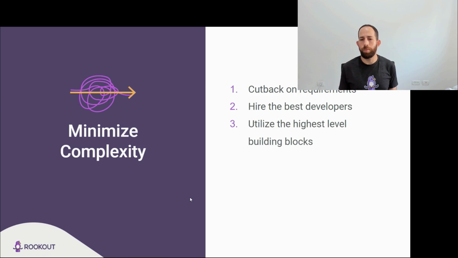Utilize the highest level building blocks you can. If you are using Java, use the latest version available, or even consider using Kotlin or Scala. Try abstracting away as much as possible using libraries, frameworks, cloud providers. Any piece of complexity you can hand off to somebody else is less complexity you have to handle.